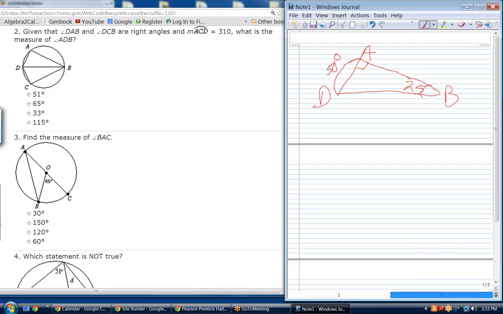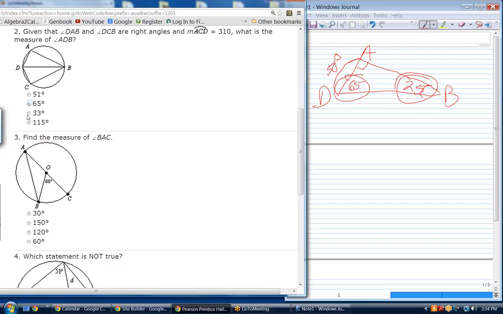Okay, and then what is ADB, which is what they're asking about? You'd subtract 75 from 360, right? Would it be from 180? Always remember that when you're dealing with right triangles, the two small acute angles are complementary. They add to 90, so this has to be 65. This and this have to add to 90 whenever you have a right triangle. Okay. So that's 65.